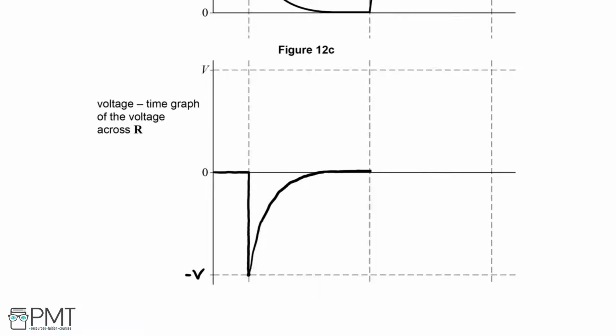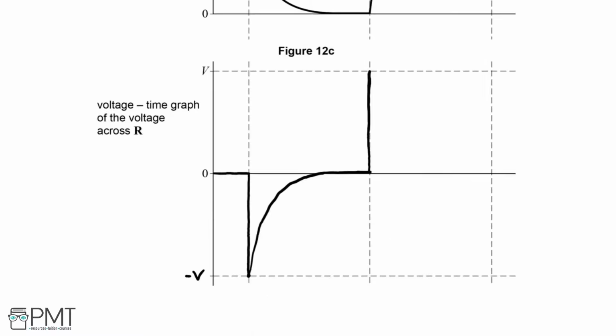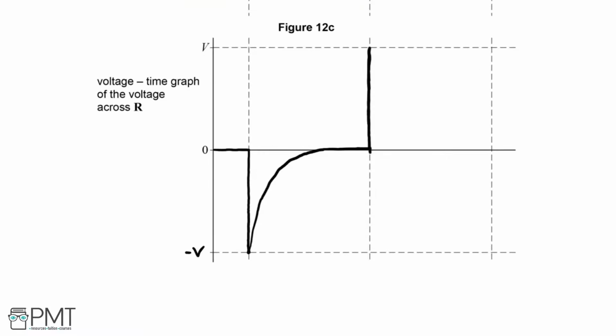Now the reverse of the previous process occurs and there's a sudden jump again, but this time in the positive direction, as the signal generator suddenly jumps up to positive V, but the capacitor takes time to drop to negative V because of the resistor. Now again, by the time we reach the next vertical dotted line, both graphs have returned to equal and opposite values. Now this is one full cycle of the graph, so the same thing just happens again, you just need to continue that shape.